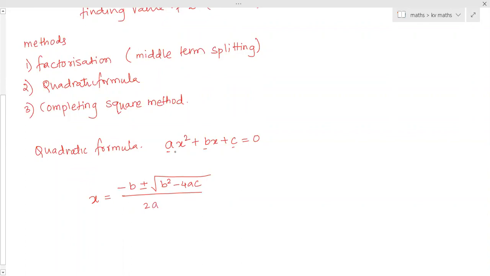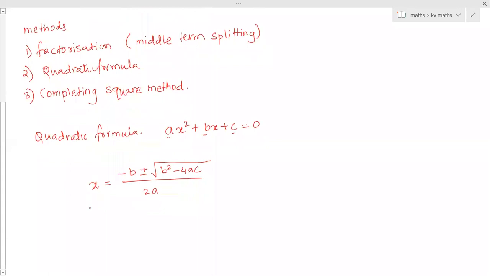So these are the coefficients. A is the coefficient of x square, B is the coefficient of x, and C is the constant term. That value we have to substitute here, and after simplifying, we will get the value of x. There are two values of x. Here you can see plus and minus, it is written here.